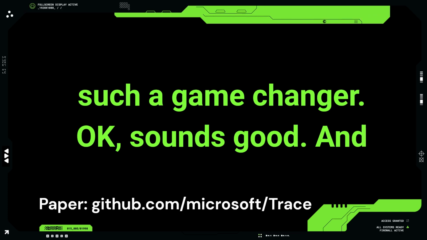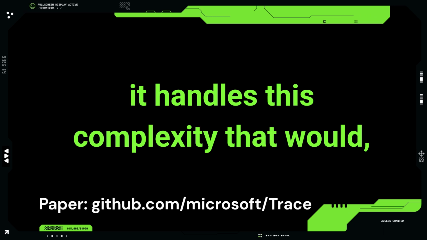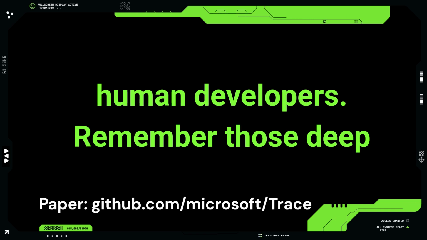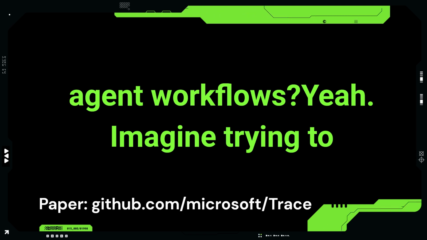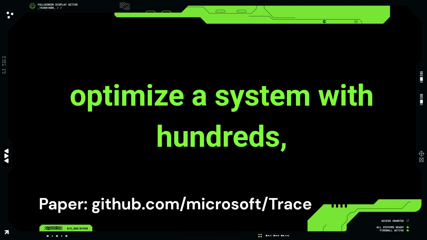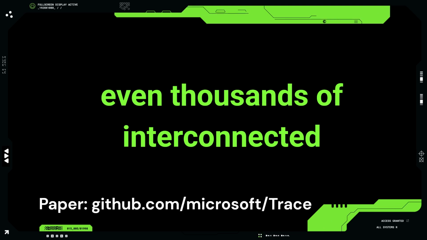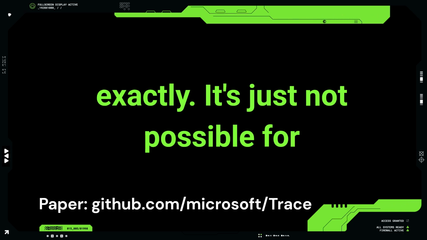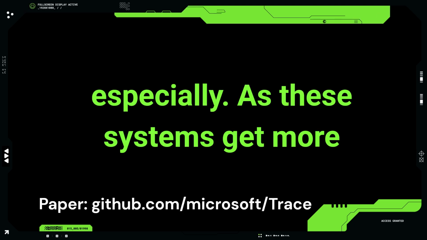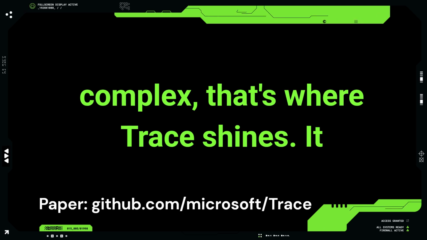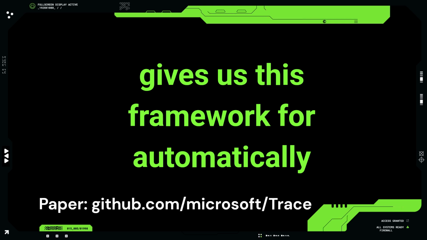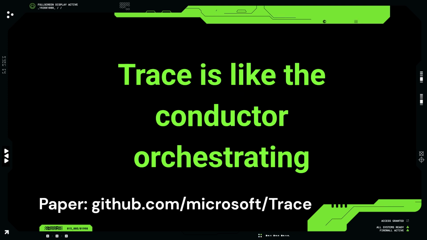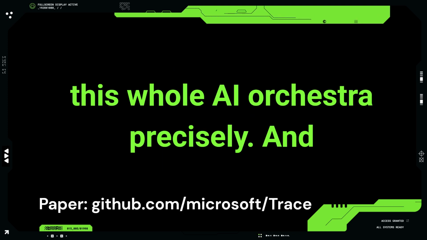Okay, sounds good. And what makes Trace so revolutionary is how it handles this complexity that would overwhelm even the most skilled human developers. Remember those deep agent workflows? Yeah. Imagine trying to optimize a system with hundreds, even thousands of interconnected components. Yeah, my brain's already hurting thinking about that. It's just not possible for humans to manage every little detail, especially as these systems get more complex. That's where Trace shines. It gives us this framework for automatically optimizing these complex workflows so everything works together smoothly. So Trace is like the conductor orchestrating this whole AI orchestra.